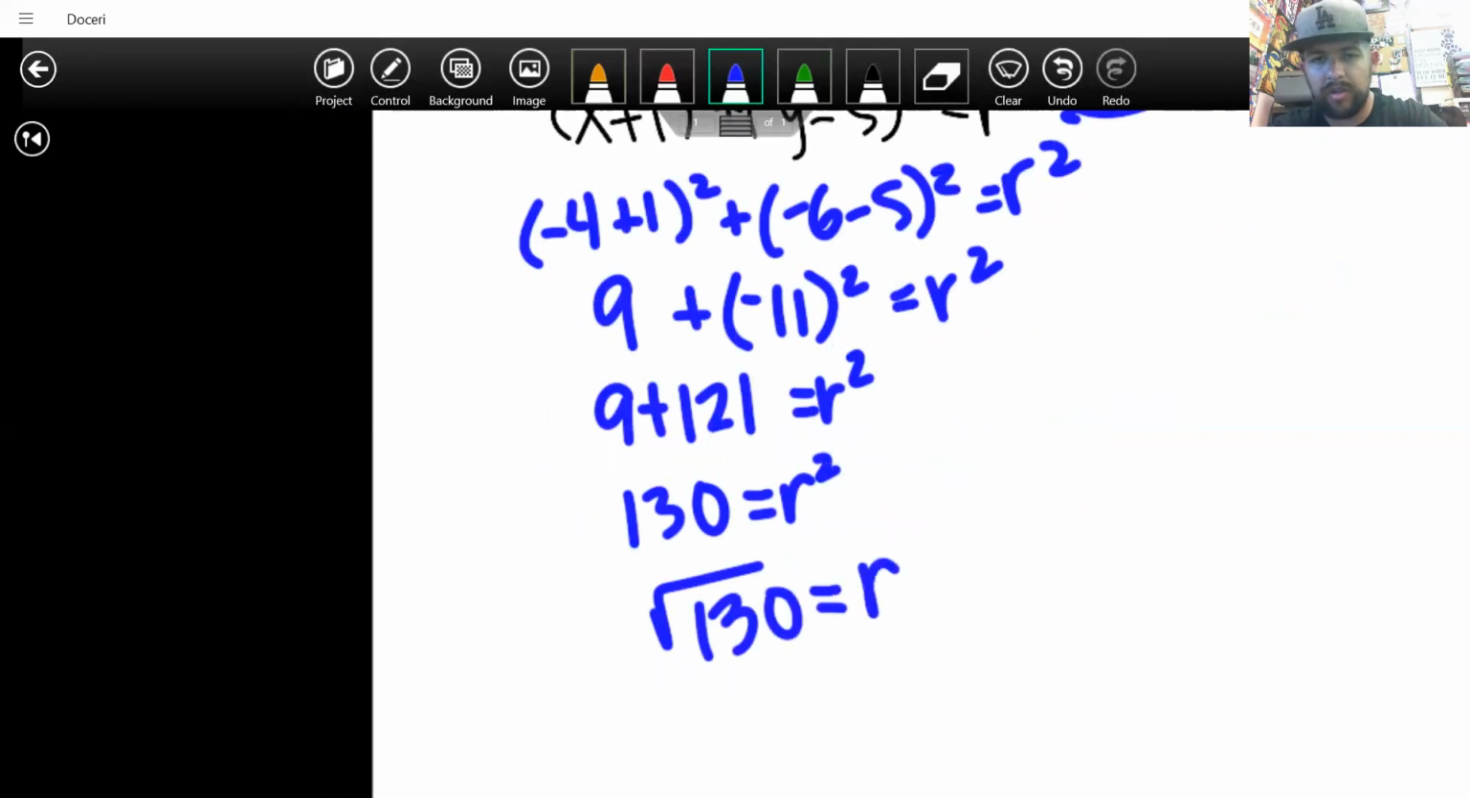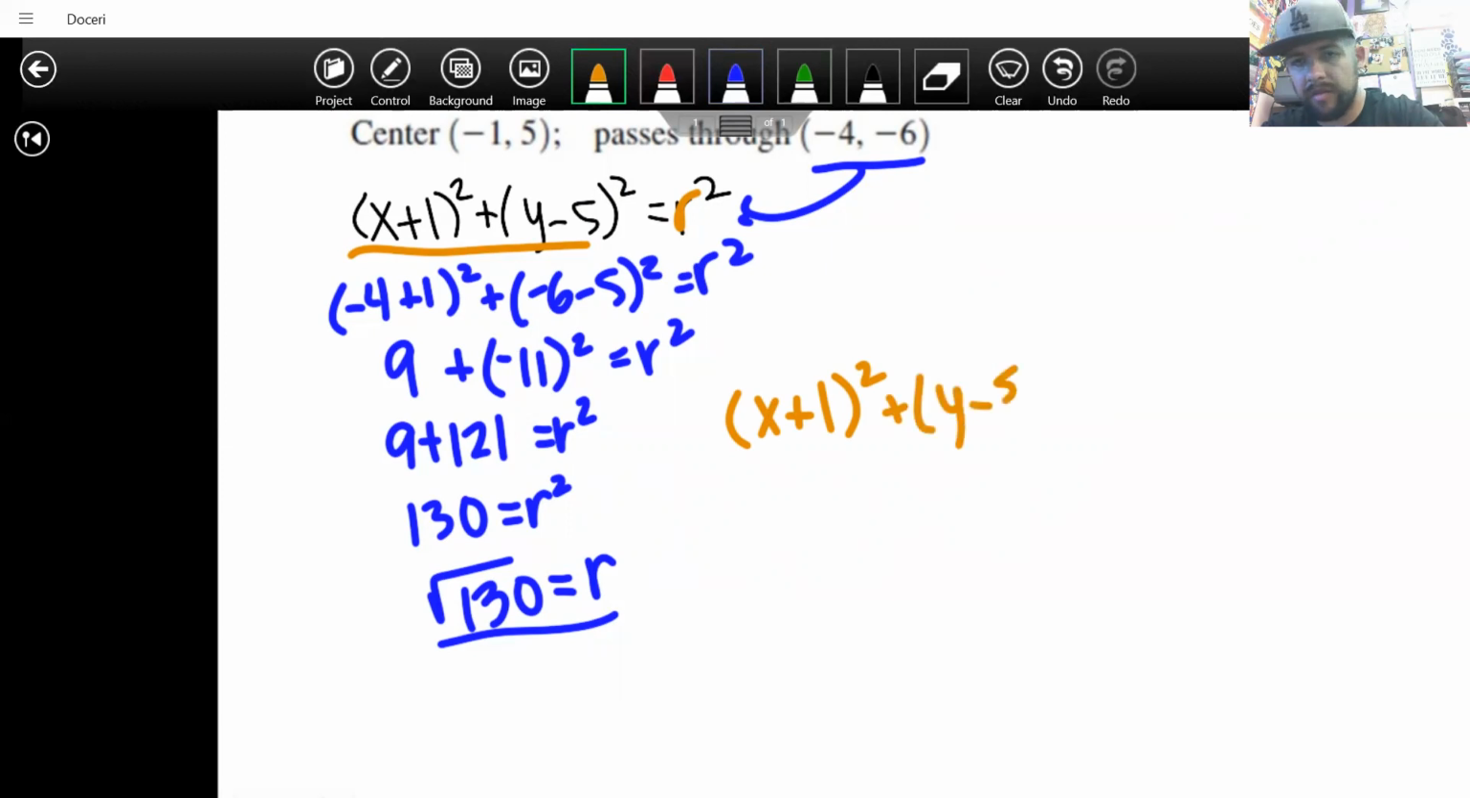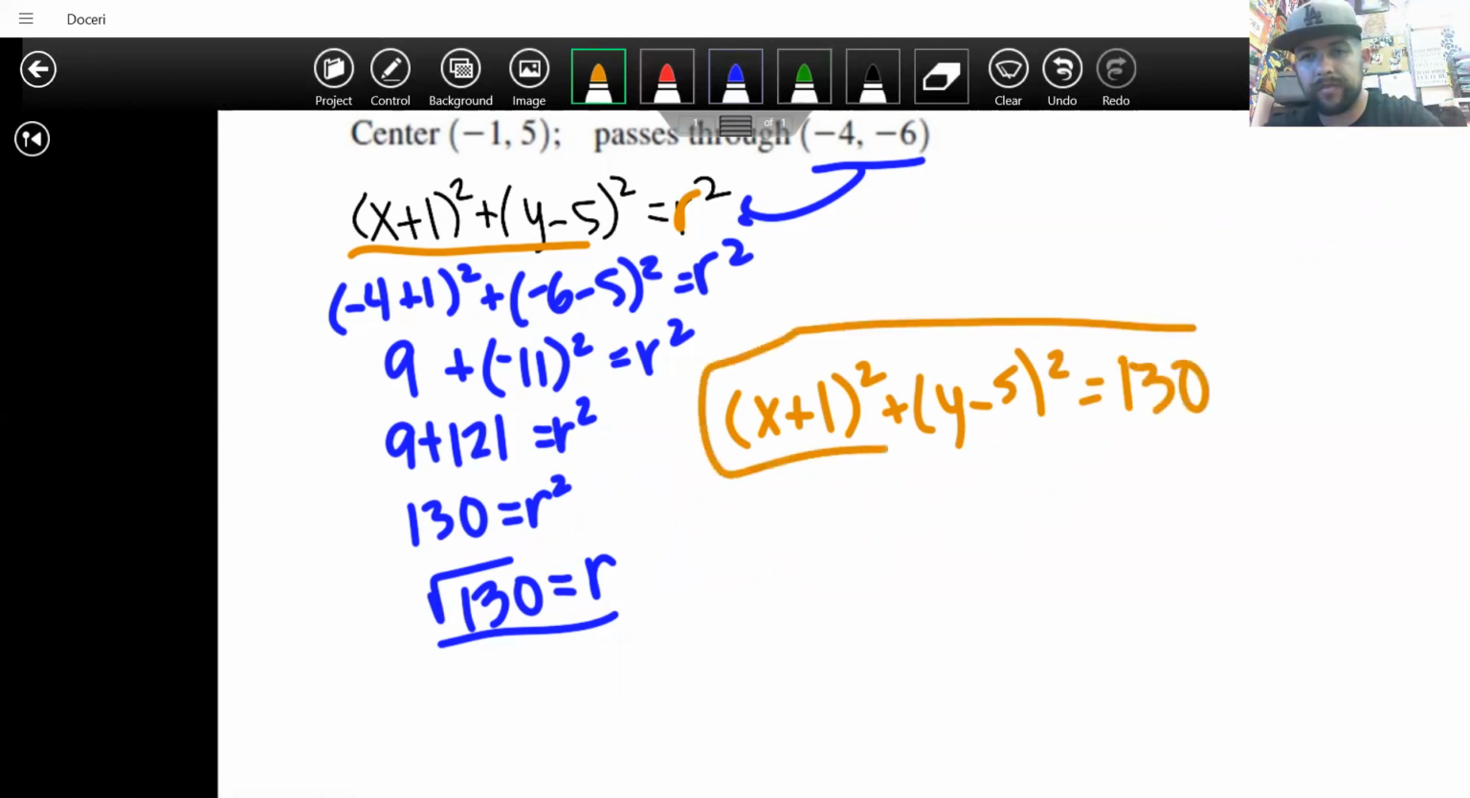So this is our solution to r. We have the original equation, so we got to put it all together. So write the equation that represents it. We're going to use essentially the same form, and we're just going to plug in our r here. So x plus 1 squared plus y minus 5 squared is equal to, in this case, square root of 130 squared is just 130. Not too fancy, it's okay, but we're going to continue.